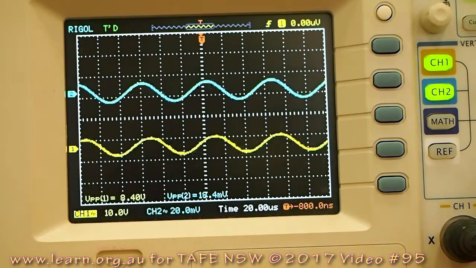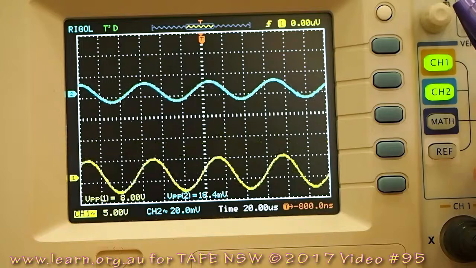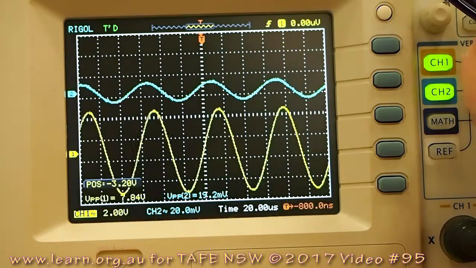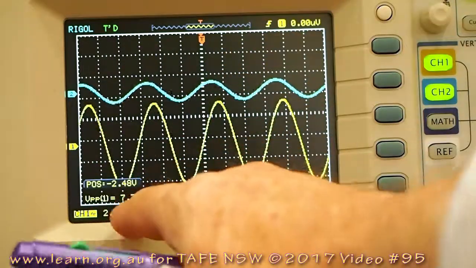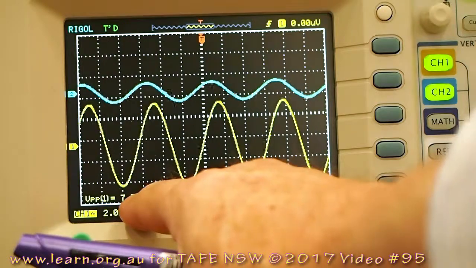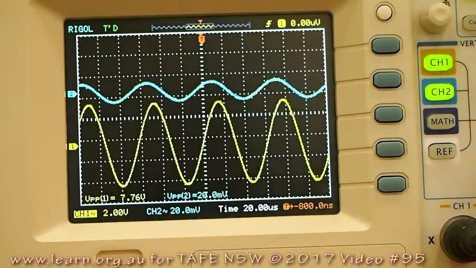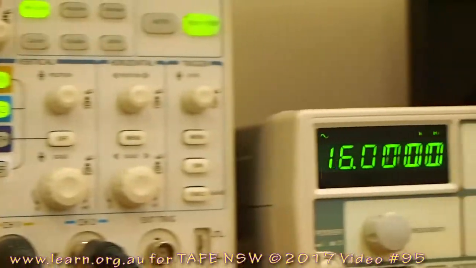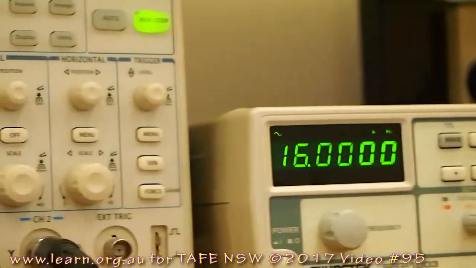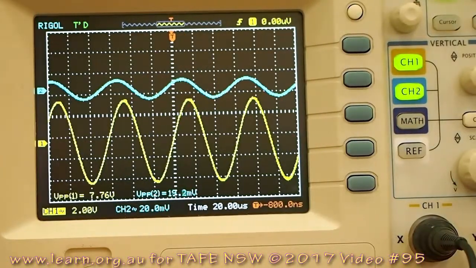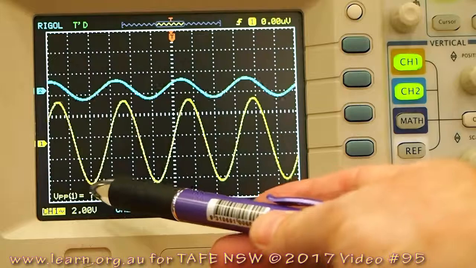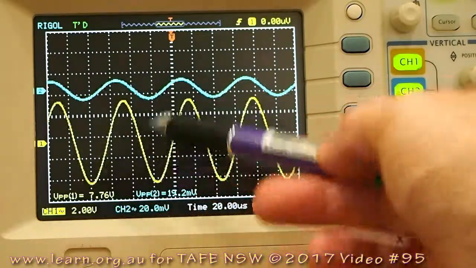Oh, look at this. Whoa. Look at that. Now I've only got 7 volts peak to peak, 8 volts peak to peak on the output. At 16 kilohertz, I don't have a problem. Why don't I have a problem? Because I'm not pushing the output stage to get that large voltage swing. I'm only taking 7.7 volts peak to peak now.